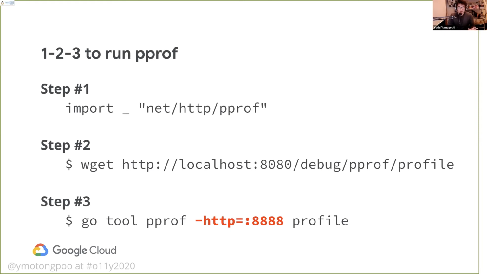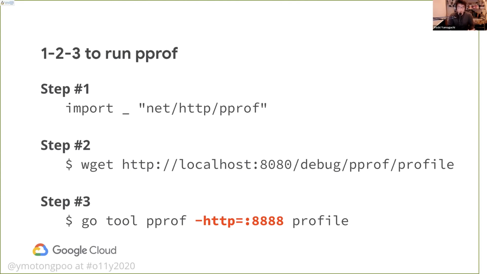So what you need to do is import net/http/pprof. Importing the pprof package creates the HTTP endpoints automatically. Each endpoint returns each type of profile. For instance, /profile returns the CPU profile, /heap for the heap profile, and so on. And by accessing the endpoint, you can fetch the profile data.